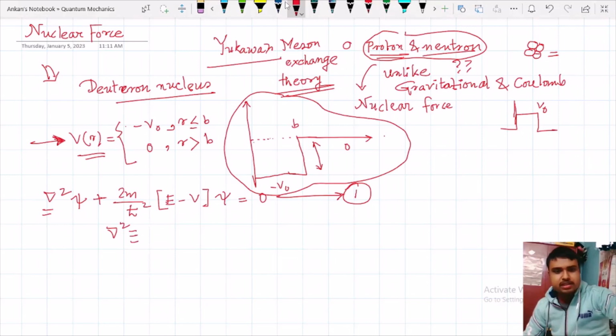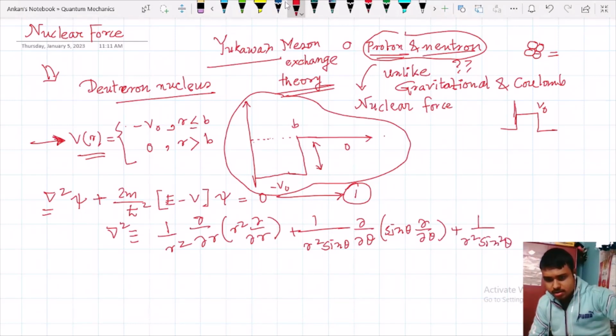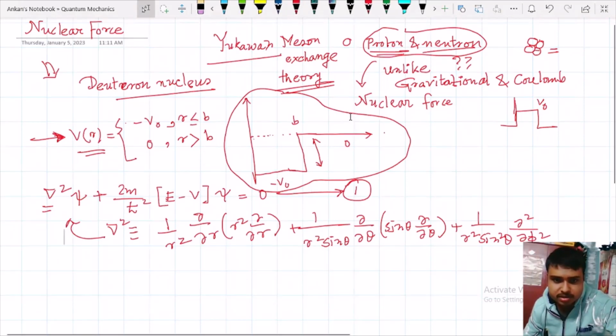It has already been shown in the hydrogen problem lecture that grad square can be written as 1 by r square del by del r of r square del by del r of psi, plus 1 by r square sine theta del by del theta of sine theta del by del theta, plus 1 by r square sine square theta del square by del phi square. If we put the expression of grad square in equation 1, we will obtain a simple expression.